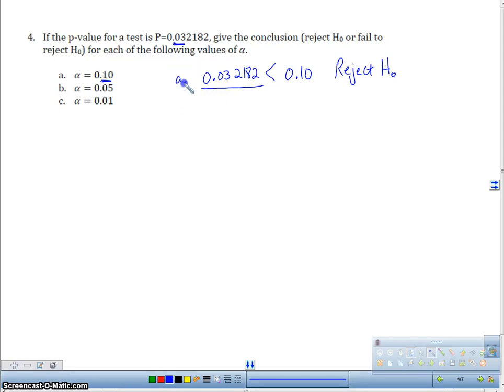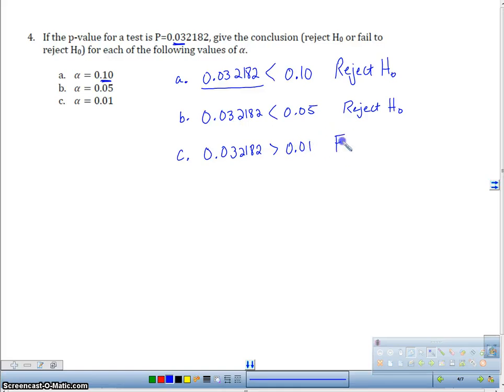Okay, so this is A. So let's talk about B. 0.03 is going to be less than 0.05, so we reject the null hypothesis. Well, in C, 0.03 is greater than our alpha level of 0.01, so we fail to reject the null hypothesis, okay? So if it's greater than our alpha level, we fail to reject. If it's less than our alpha level, we reject the null hypothesis.